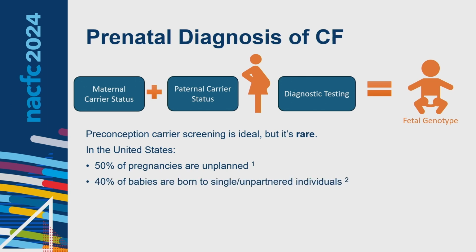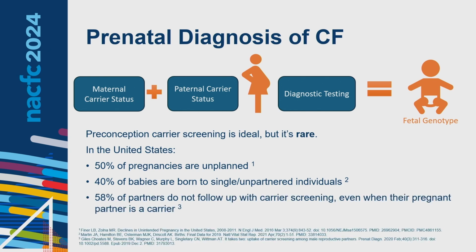We know that half of pregnancies are unplanned, preventing the option of preconception screening. 40% of babies in the US are born to single or unpartnered individuals, so that partner isn't even available for a risk assessment. And then even when we do have all of our ducks in a row and we have a partner available for screening, 58% of the time those partners do not follow through with carrier screening, which leaves us with an incomplete risk assessment for a pregnancy, and honestly a lot of time to get to a place where we don't have much more information than when we started.